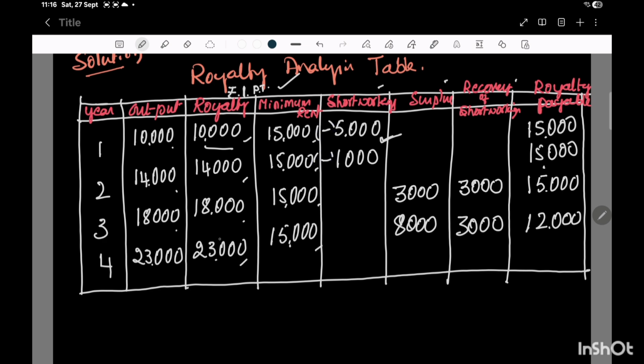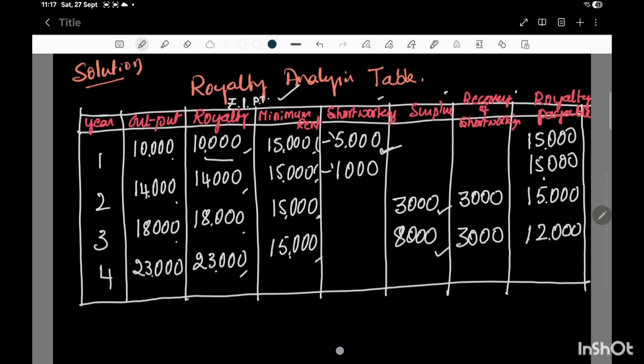Look here, in the third year, royalty is 18,000, minimum rent is 15,000. So there is a surplus. Royalty, you are getting more than the minimum rent. So you are going to write it in the surplus column, 3,000. Okay, and even in the fourth year, your royalty is more than the minimum rent. The surplus amount is written in the surplus column.